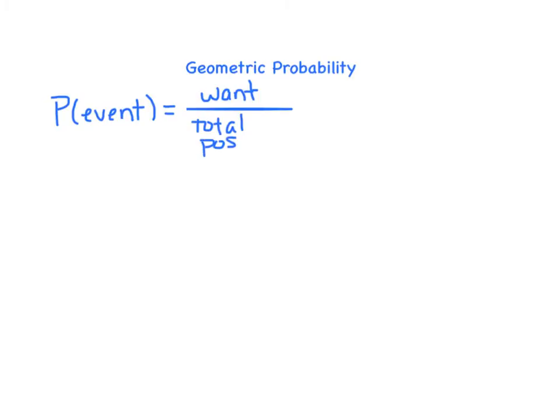You might remember from other classes that the probability of an event happening, whether it was tossing a coin and getting heads or tails, or maybe rolling a die and getting a number that you were looking for, is what you want, which we call the favorable outcome, over the total possible outcomes. And we can apply the same thing with geometry.